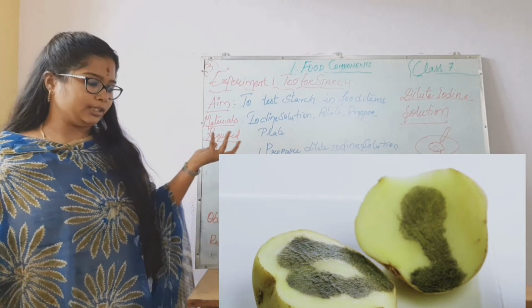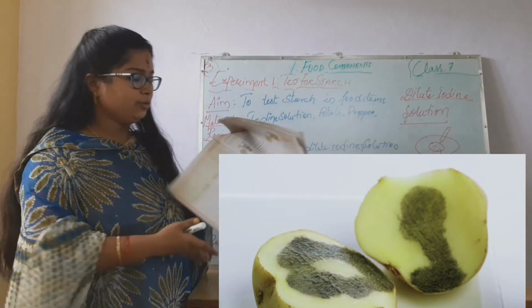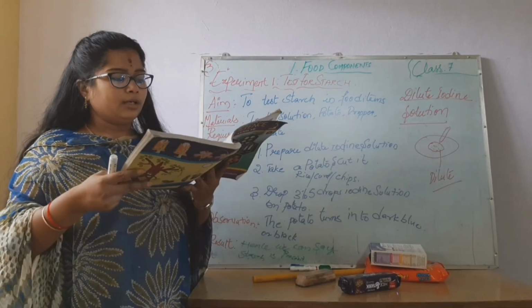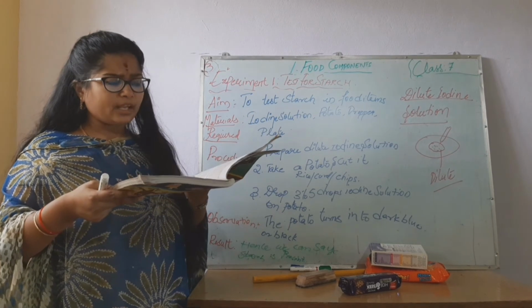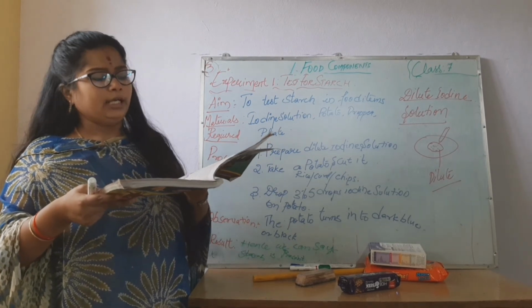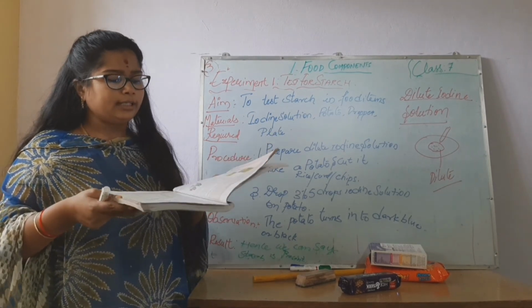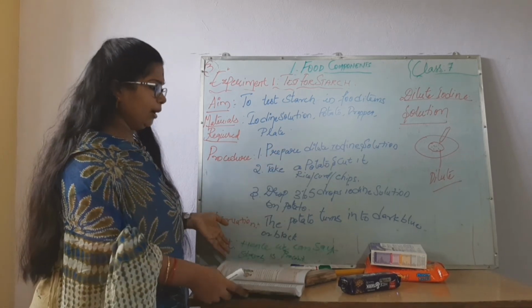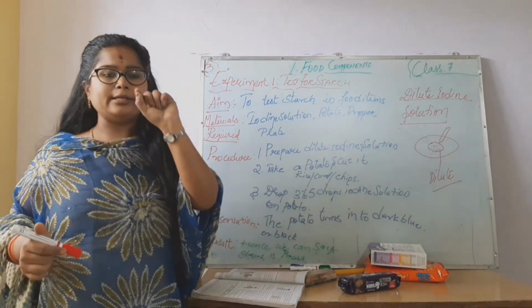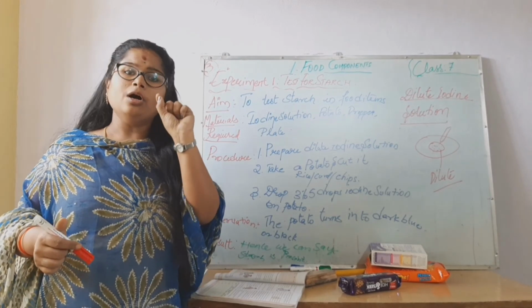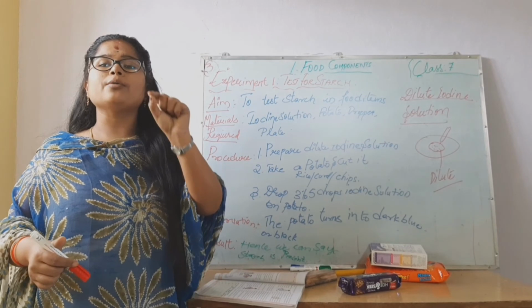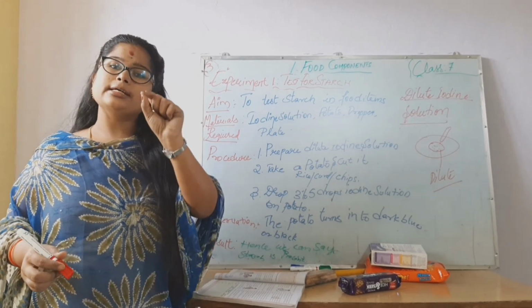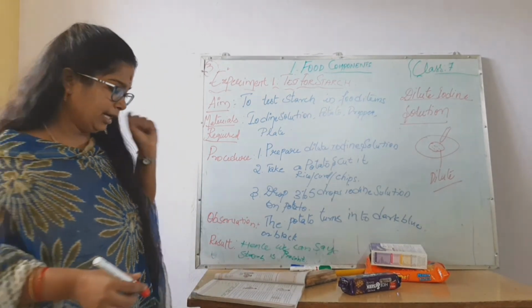So I'll read out the experiment from the textbook once. Preparation of dilute iodine solution: take a test tube or a cup, add 2 drops of iodine solution to it, then dilute it with water till it becomes light yellow or brown in color. Till then you add water to it. The yellow or brown color shows that it has become diluted.